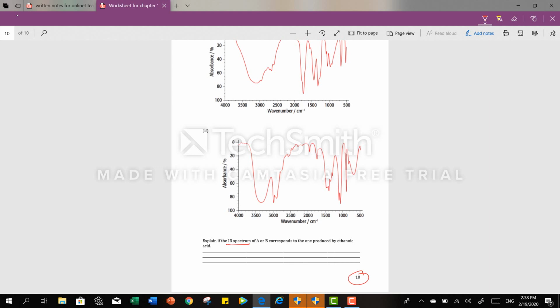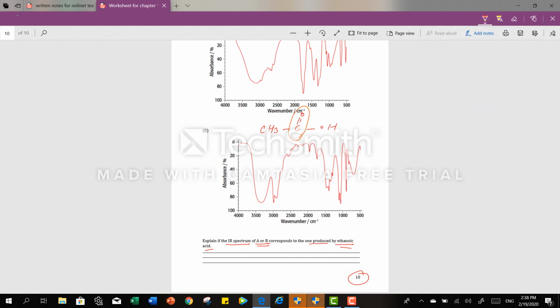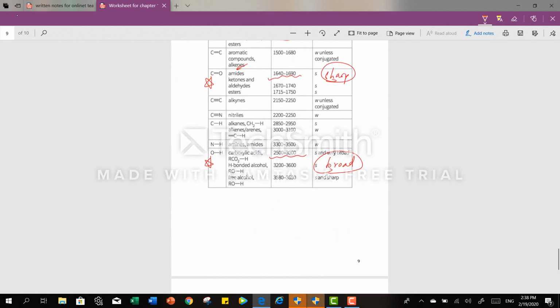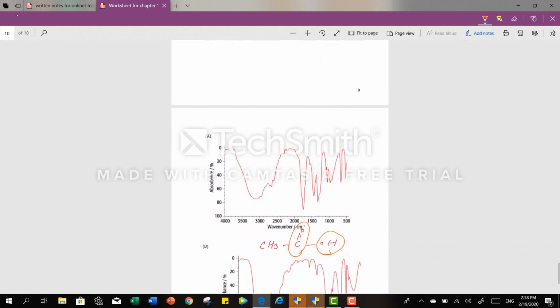Explain if the IR spectrum of A or B corresponds to the one produced by ethanoic acid. Now when you take a look at ethanoic acid, it contains a C=O bond and an OH bond. As I mentioned, when you go back to here, the C=O bond will give a sharp peak around this number, and the OH bond will give a broad peak around this number. So let's take a look.